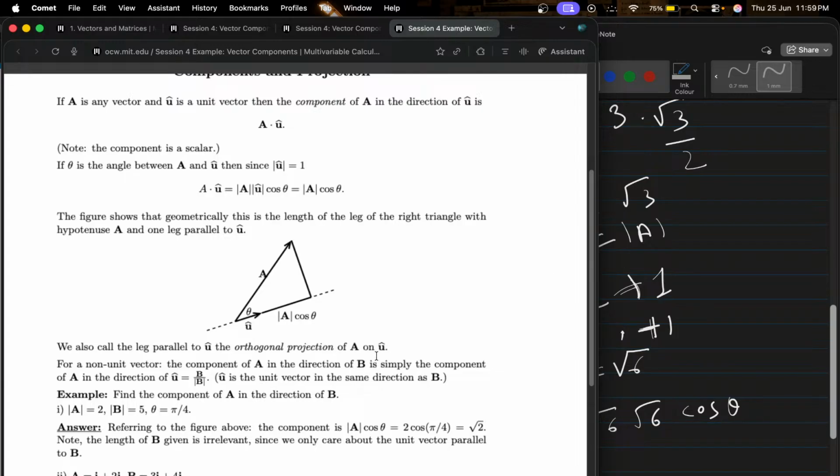here we have to take the cos theta on the side where the angle lies, and this is sine theta. This will be the projection for cos and this will be the projection for sine. The figure shows that geometrically this is the length of the leg of the right triangle with hypotenuse A, and one leg parallel to U cap. So this is doable at this point. We also call the leg parallel to U cap the orthogonal projection of A on U cap.